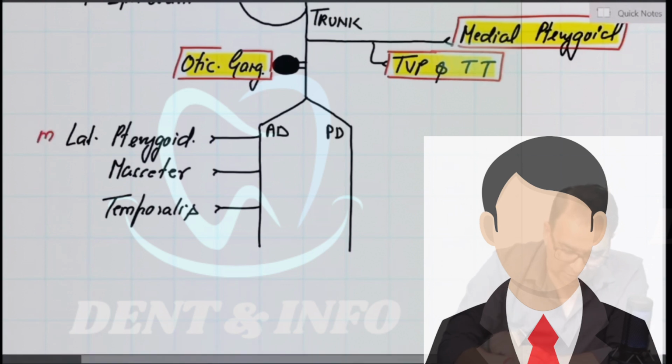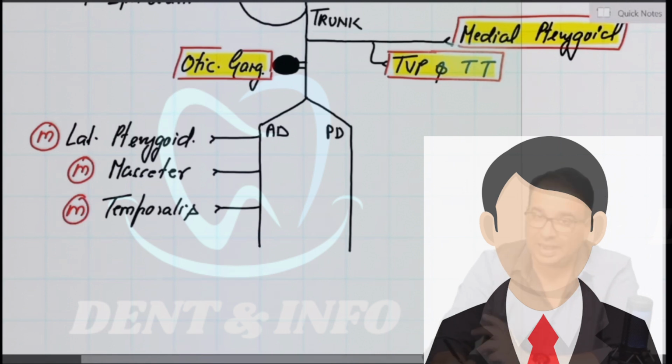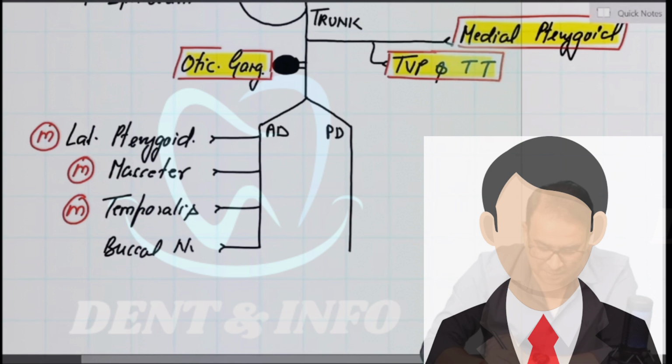Obviously that's a motor branch. It is supplying a muscle. This also is a motor branch. This also is a motor branch. So three motor branches are coming from the anterior division. But there is only one sensory branch coming from the anterior division, and that nerve is called the buccal nerve.